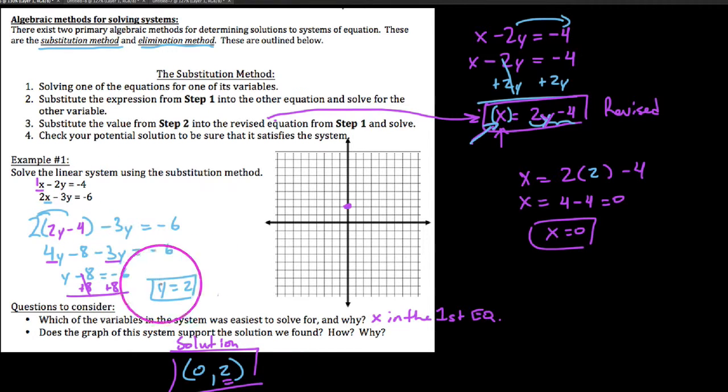And last but not least, it is appropriate to check your solution values back in the system, the original equations. If I plug in (0, 2), this makes it a little bit easier because plugging 0 in for the x values, they drop out. If I put 2 into the first equation for the y value, I get negative 2 times positive 2 is negative 4, and that's certainly true. If I plug 2 into the second equation, I get negative 3 times positive 2 is negative 6. So this is our solution to the system.